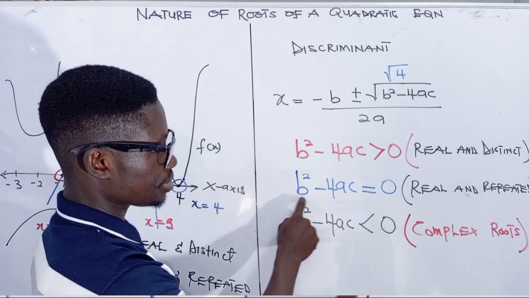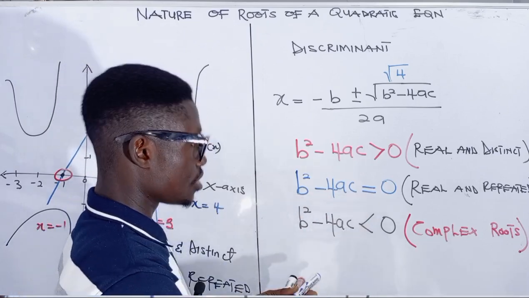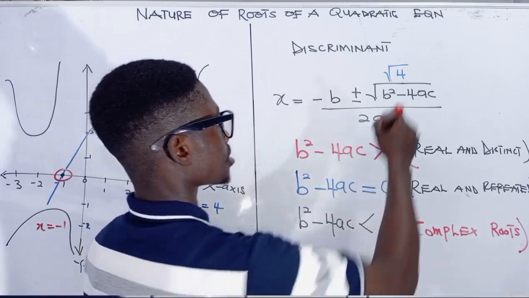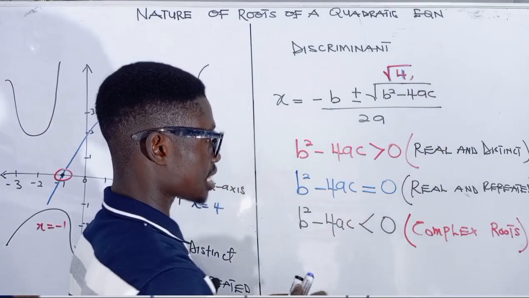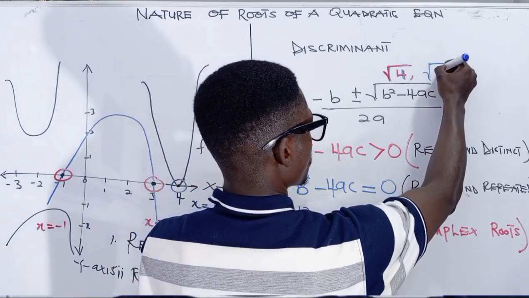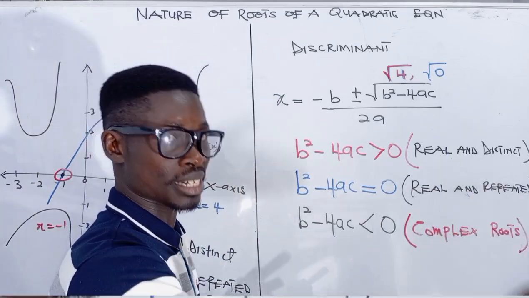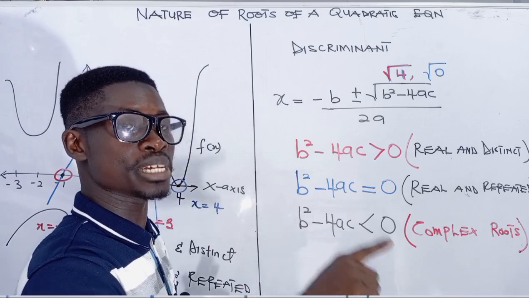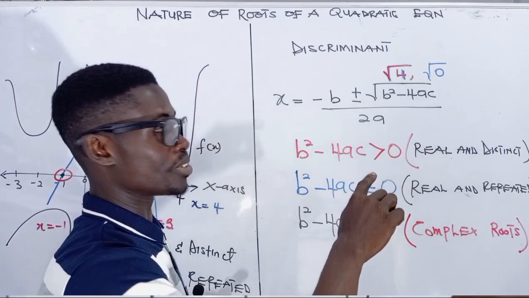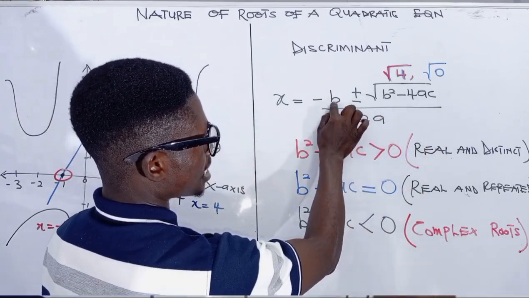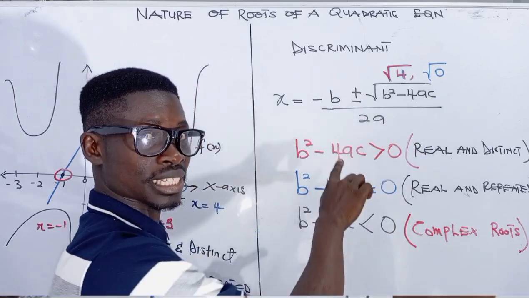Now we are also saying that when the expression under the radical sign is equal to 0, then we are going to get real numbers with the same number. Real numbers with repeated roots. Now we know that the root of 0 is still going to give us 0. So 0 plus or minus these numbers is going to give us the same number. 0 plus this number will give us the same number.